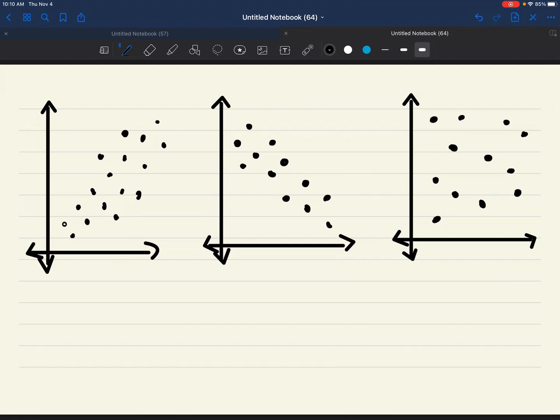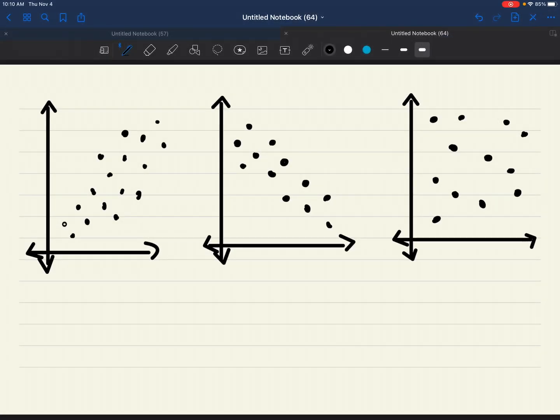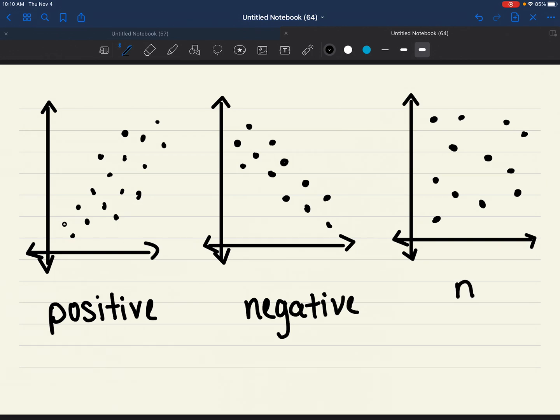Okay, so we have three different types of correlations here. Can anyone tell me what they would be? Ryan? Positive, negative, and no. Yeah, right. The first one obviously is going up, so we know that's going to be a positive correlation. The second one we know is going to be negative. And then the last one is going to be no correlation.